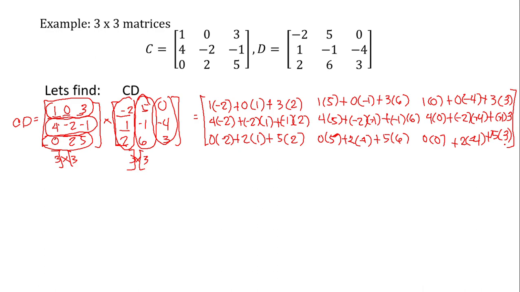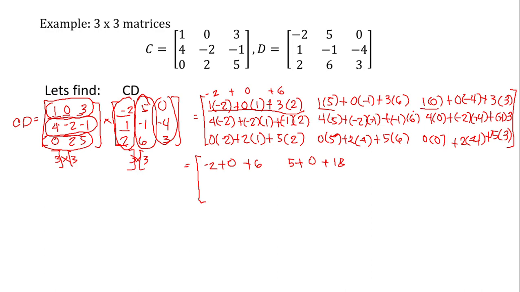So, kailangan na lang natin siyang i-simplify. Okay? So, we have here, ayan. So, 1 times negative 2 is negative 2, plus 0 times 1 is 0, 3 times 2 is 6, so plus 6. Sulat ko na lang pala dito para mas makita nyo. So, we have negative 2 plus 0 plus 6 for this one. Next, dito naman tayo. So, we have 1 times 5 is 5 plus 0 times negative 1 is 0. 3 times 6 is 18. So, plus 18.